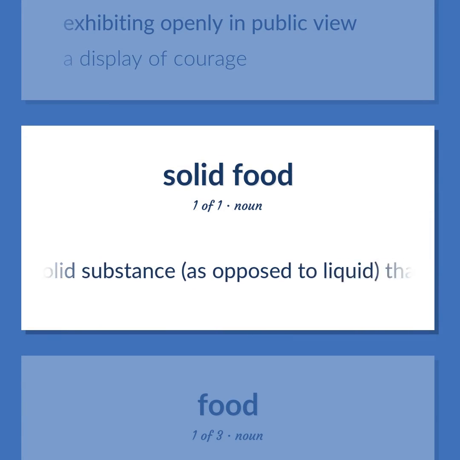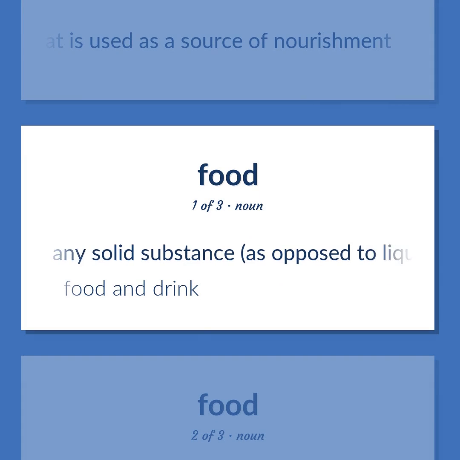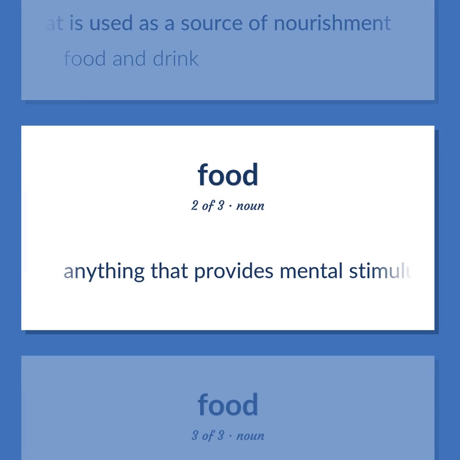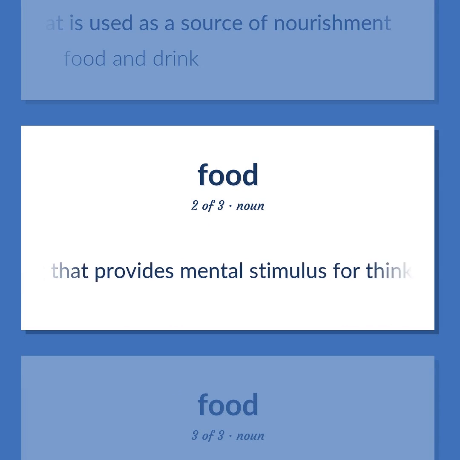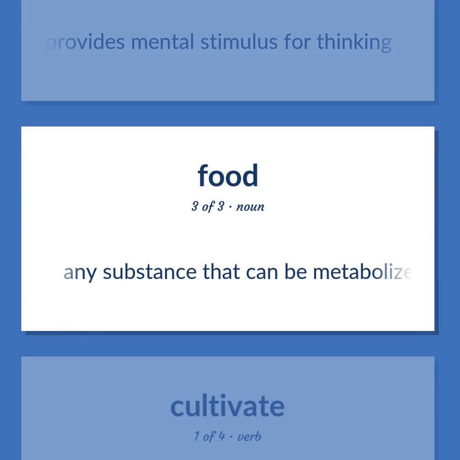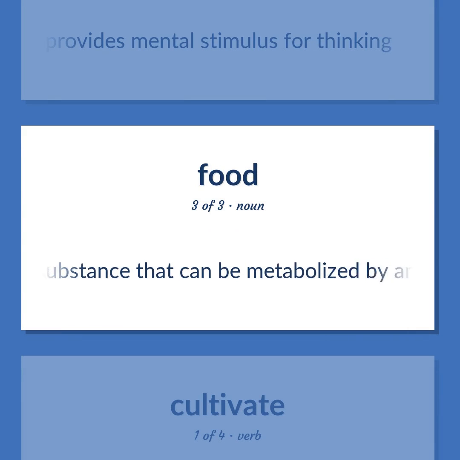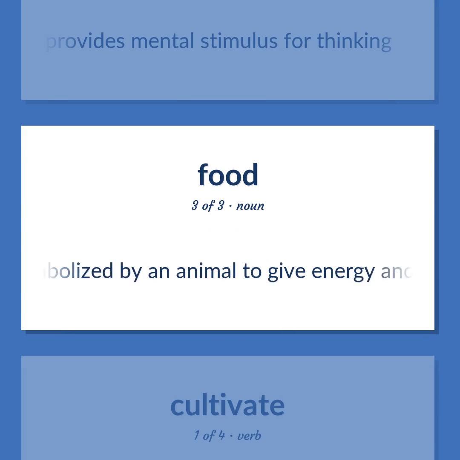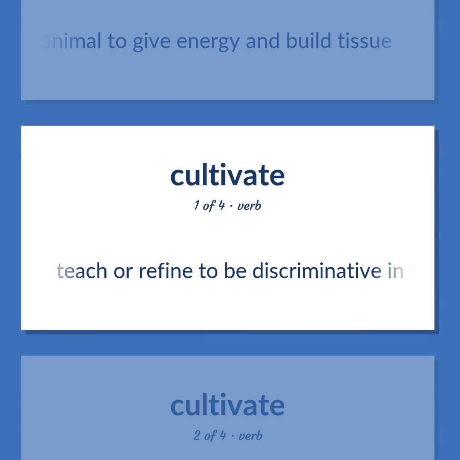Any solid substance, as opposed to liquid, that is used as a source of nourishment. Food and drink. Anything that provides mental stimulus for thinking. Any substance that can be metabolized by an animal to give energy and build tissue. Teach or refine to be discriminative in taste or judgment.